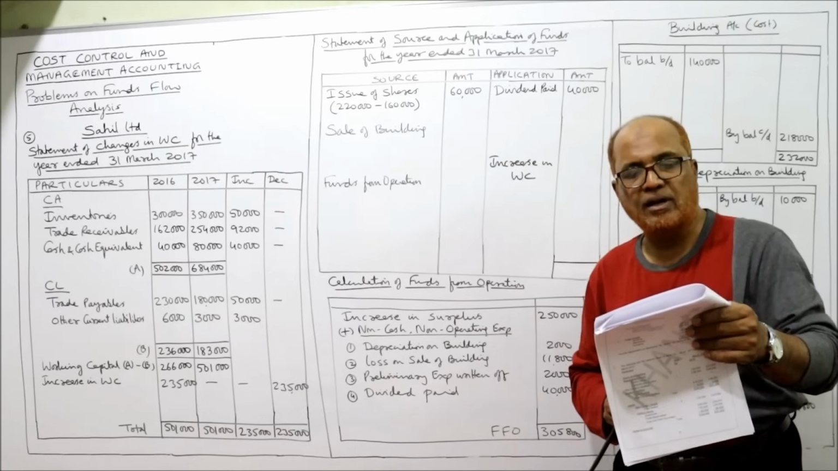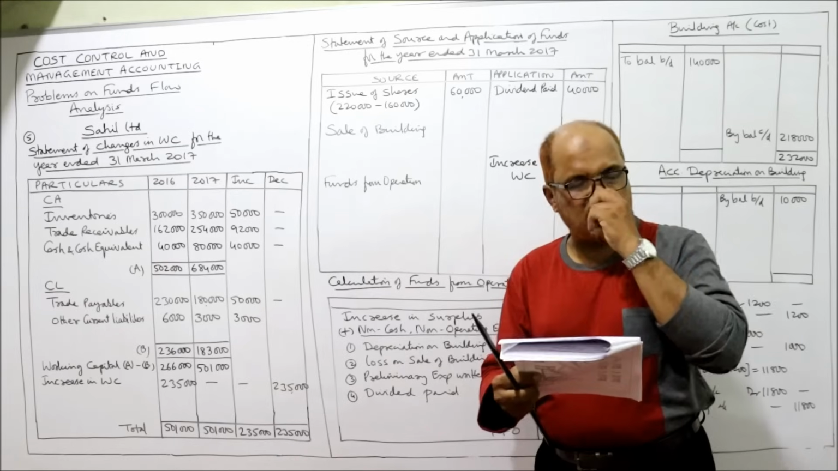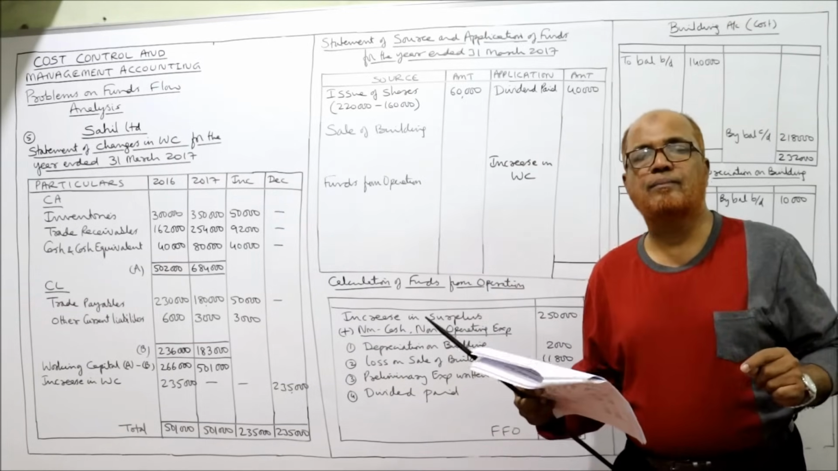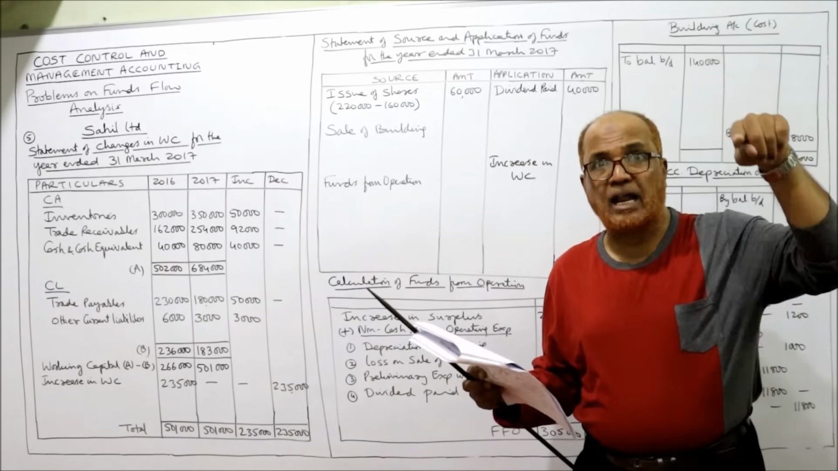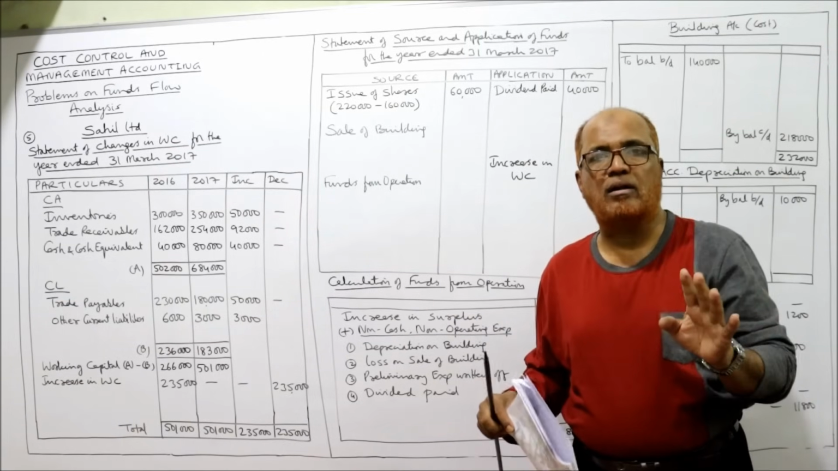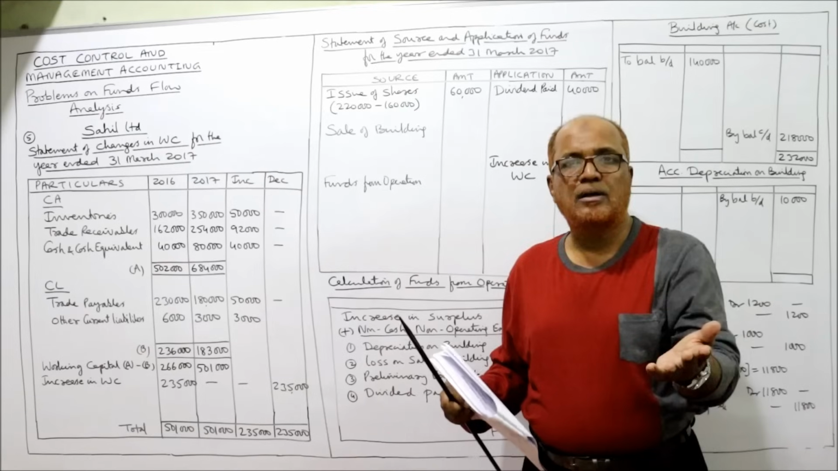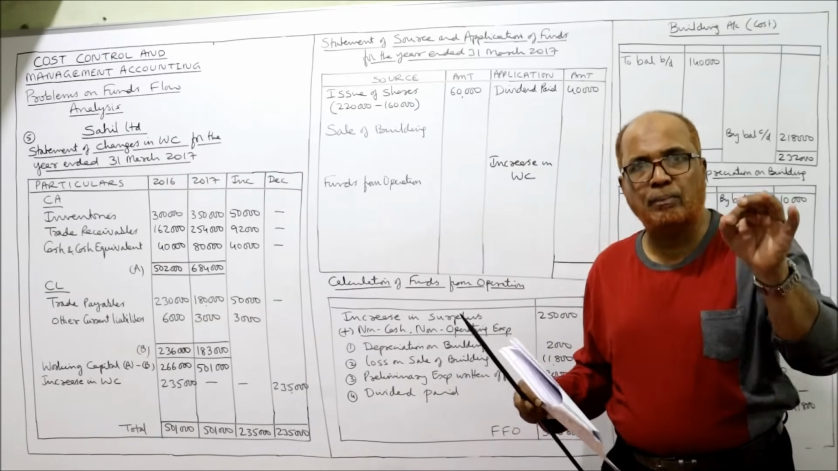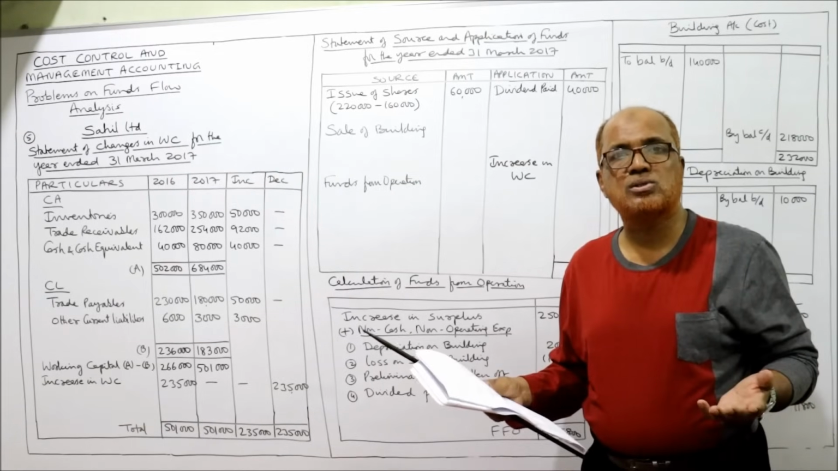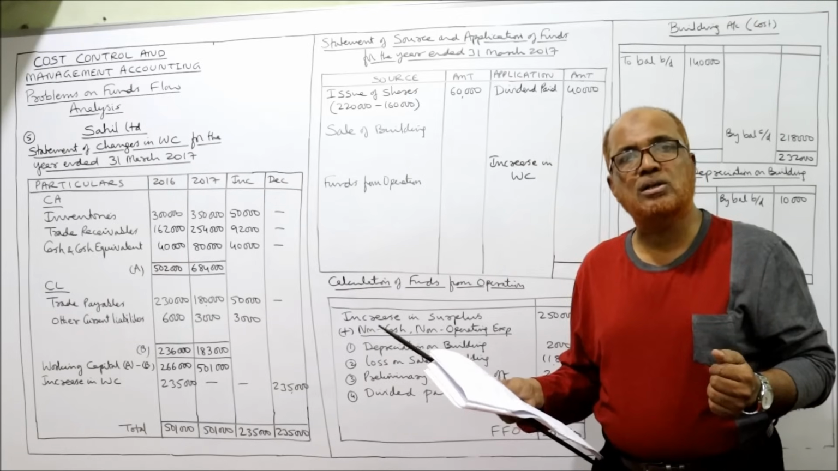And additional information is given. During the year, a building which was purchased earlier for 14,000, depreciation written off on that building was 1,000, and it is sold for rupees 1200. One building which was purchased earlier for 14,000, on which depreciation of 1,000 was written off so far. So what is the present value of the building? 13,000. 14,000 minus 1,000 depreciation. So 13,000 is the value of the building, and that 13,000 building was sold for 1200. So there is loss. 13,000 worth of building was sold for 1200. So there is a loss on sale of building.